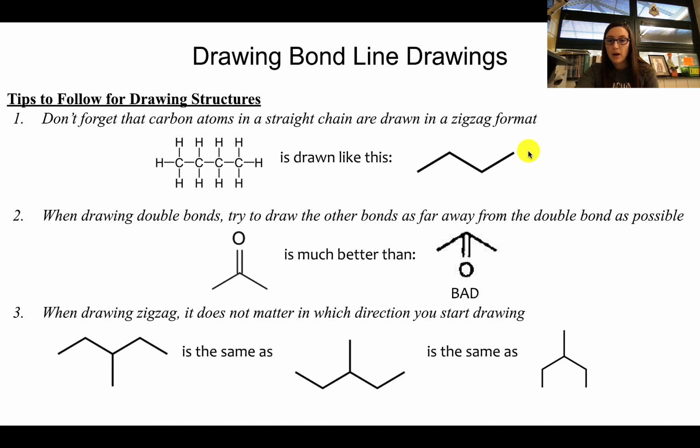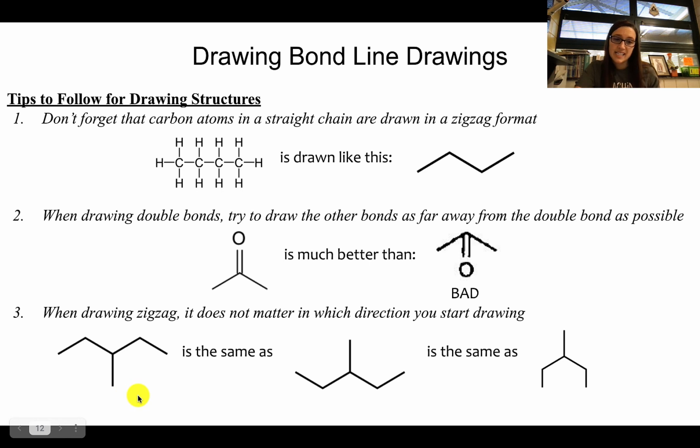If you're drawing double bonds, draw the double bond as far away from the other bonds as possible. So notice here we have 1, 2, 3 carbons, but we have this double bond to an oxygen. We want to draw it like the structure on the left because the double bond is as far away from the other 2 bonds as possible. So that's much better than this one that's on the right. Notice this says this is a bad drawing because all of the bonds are really close together.